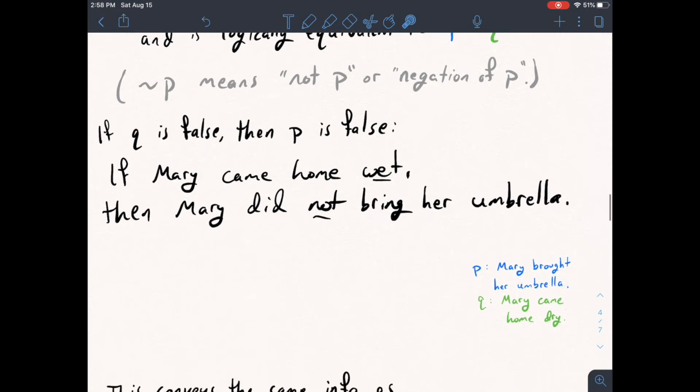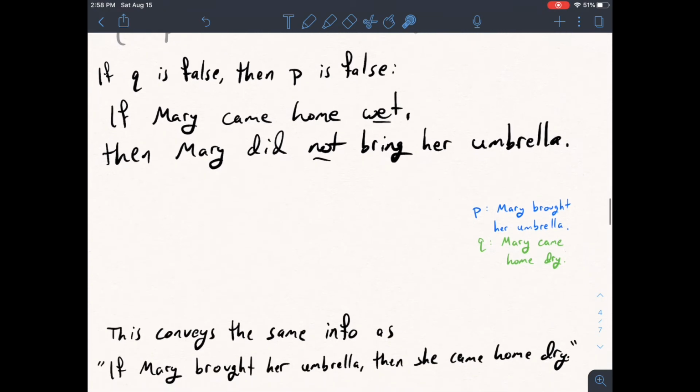Okay, so this conveys the same exact information as if she brought her umbrella, then she came home dry. In the two situations, if it's raining out, we'll do this case by case. If it's raining out, then if she brought her umbrella, that would tell us that she came home dry, right? Whereas over here, if she came home wet while it was raining out, then that means that she did not bring her umbrella. So both of those are true in that situation.